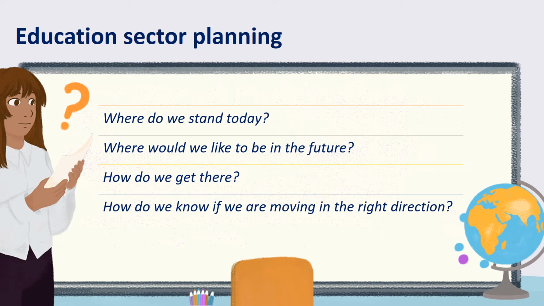Where do we stand today, i.e., the education sector analysis? Then, where would we like to be in the future? Selecting policy priorities and strategies. How do we get there? Defining precise objectives, targets, and costing. And finally, how do we know if we're moving in the right direction? The monitoring and evaluation framework.